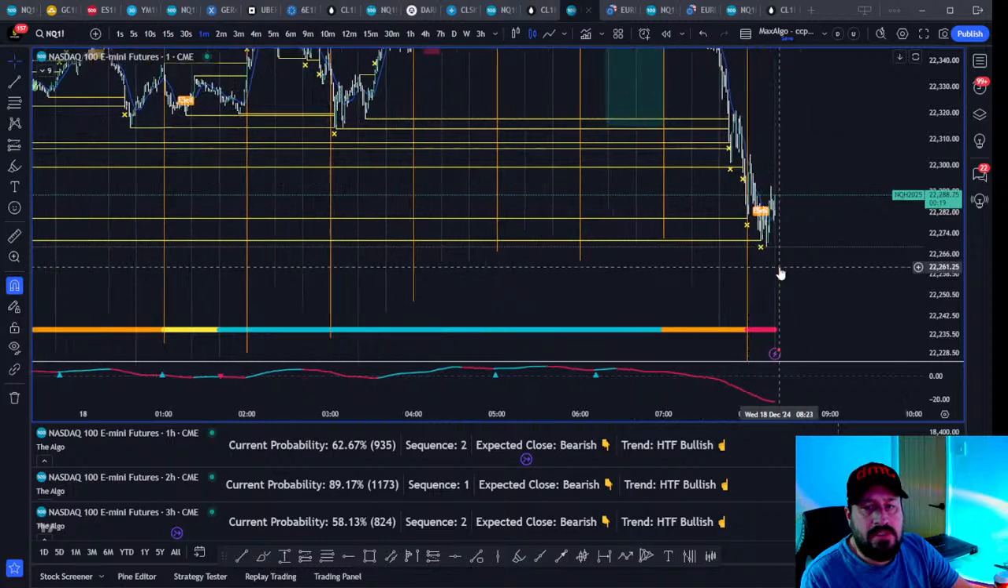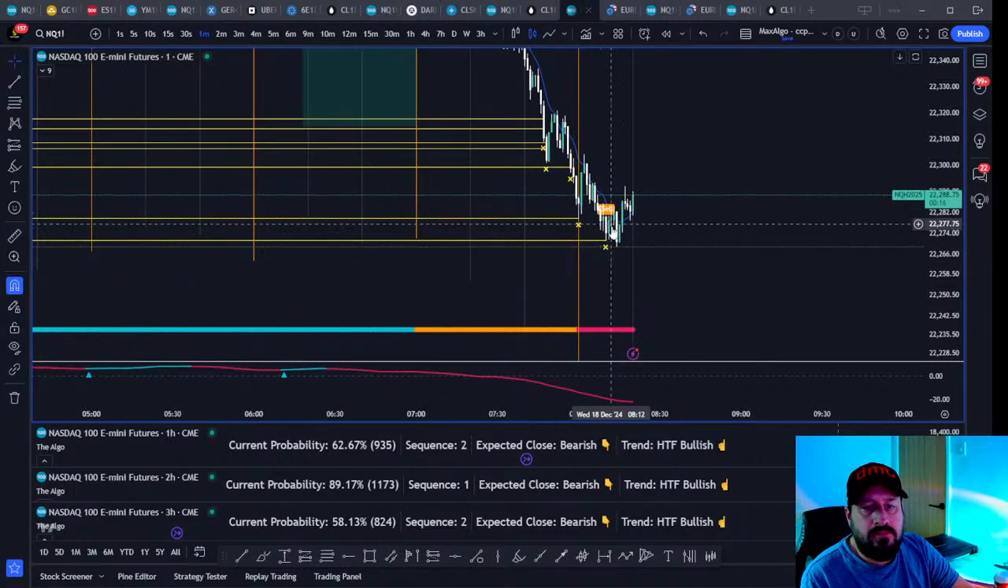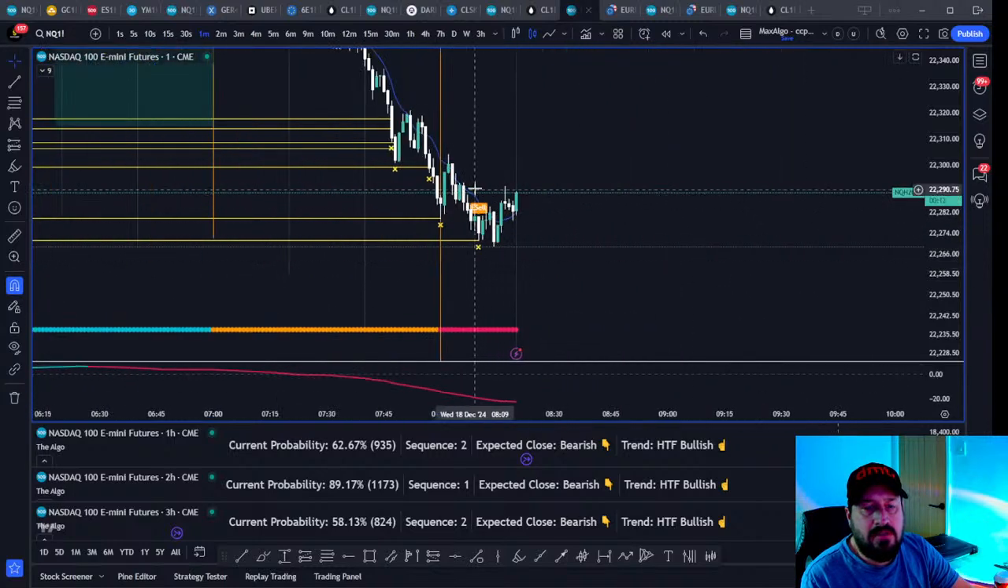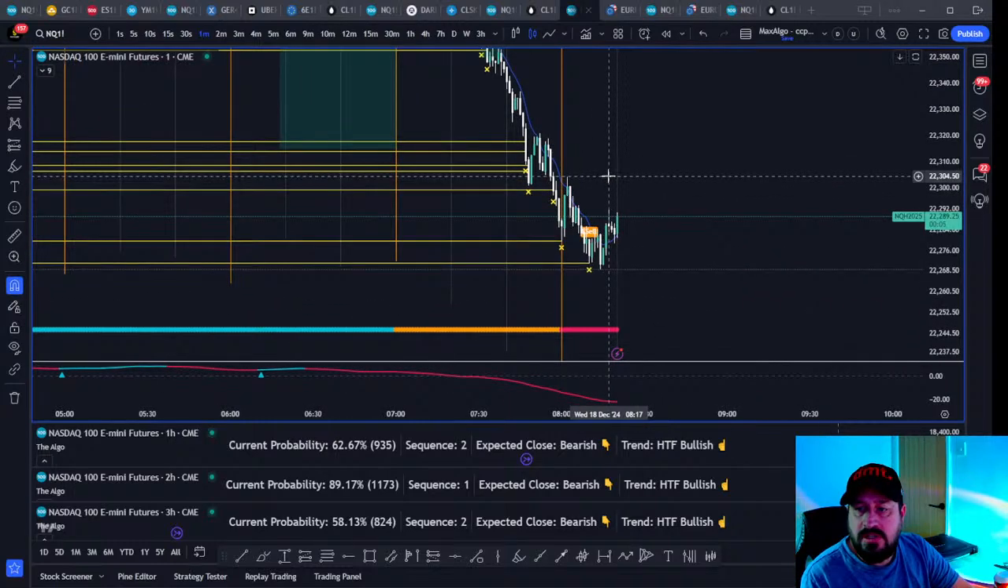Right, so we've taken out all this liquidity. We've got an early sell signal, but we're only 60%. We have come under. We have done a little double tap, right? And then started going up. So I'd watch this long.